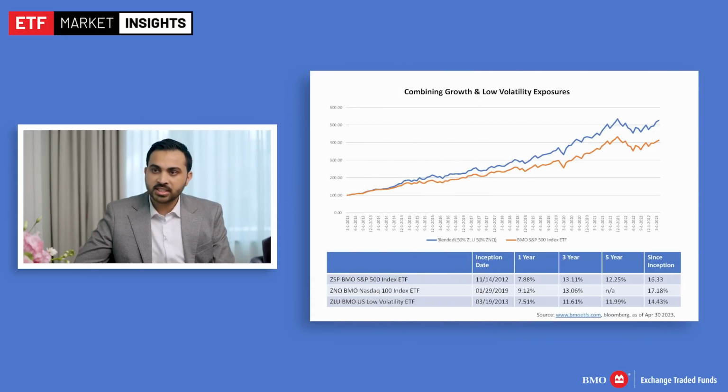Second thing I would say is, another way to use these factors when you're constructing portfolios is by combining them. To give you a very simple example, if you look at ZLU, which is the BMO US Low Volatility ETF, and let's just say for simple math, 50% invested in that ETF and 50% invested in ZNQ, which is the BMO NASDAQ Index ETF. By combining this low vol factor with the growth factor, you're able to create a much more diversified portfolio, which not only beats the broad market in the medium term, but also produces a much better risk-adjusted return. So it produces higher returns without taking on higher risk.